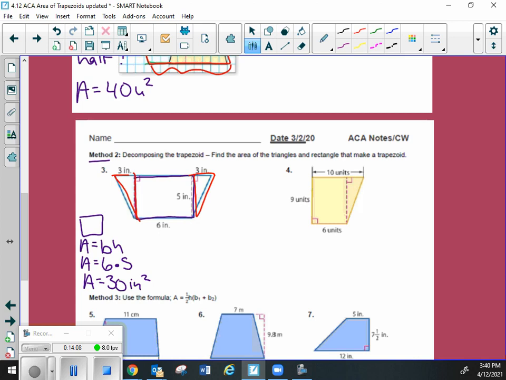Okay, I still need to do the triangles. So, what do you notice about those triangles? They have the same base. And so, could I put them together and make one big triangle? Okay. It doesn't matter, as long as you make sure that if you do each one separately, you multiply it by 2, or you can do one big triangle. I'm going to do one big triangle. I'm going to combine it.